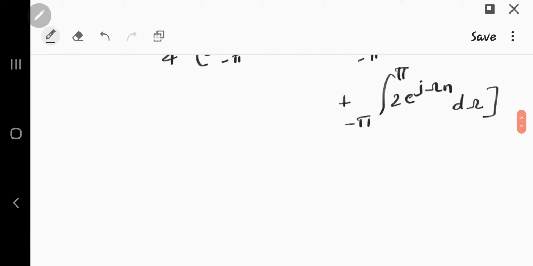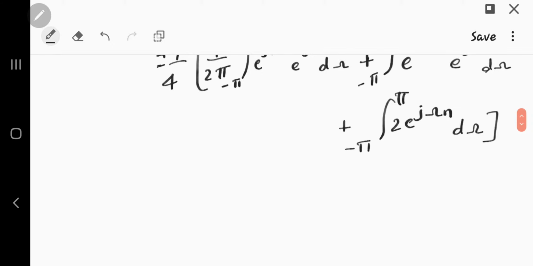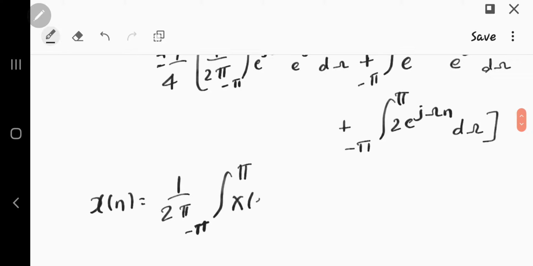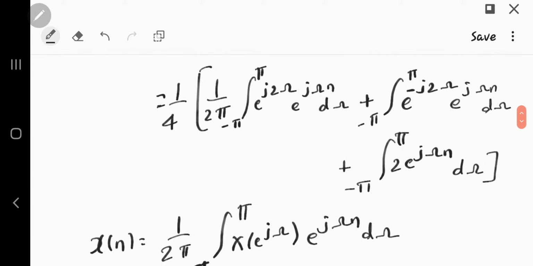Now why have I written this? We are trying to find x of n. So the expression x of n is 1 by 2 pi integral from minus pi to plus pi of X of e power j omega into e power j omega n d omega. Now if you have a look at this, here in place of X of e power j omega we have three different terms.